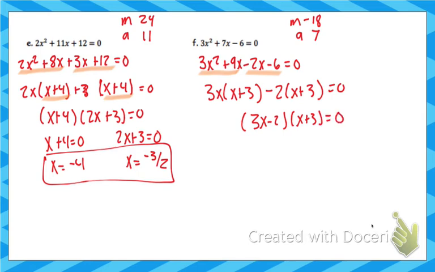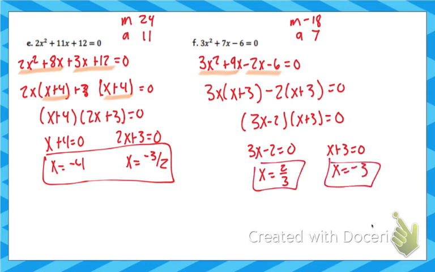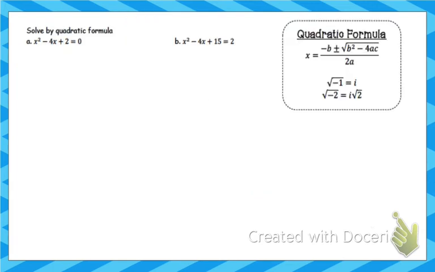set each factor equal to 0. So one answer is 2/3, and one answer is -3. So now we're going to go ahead and look at the quadratic formula.